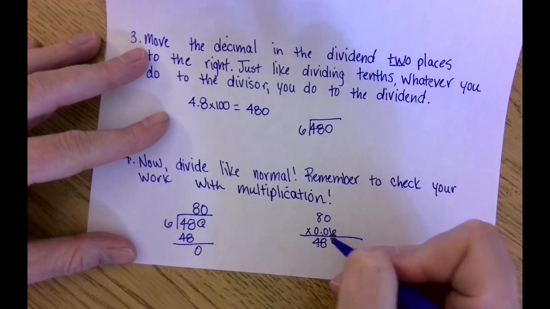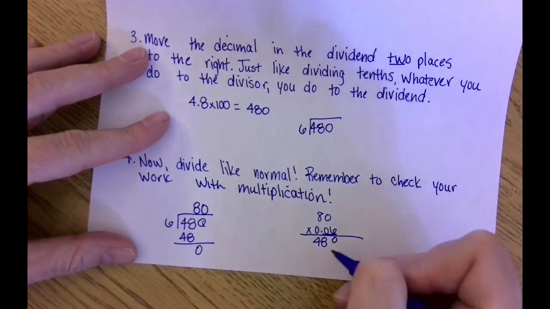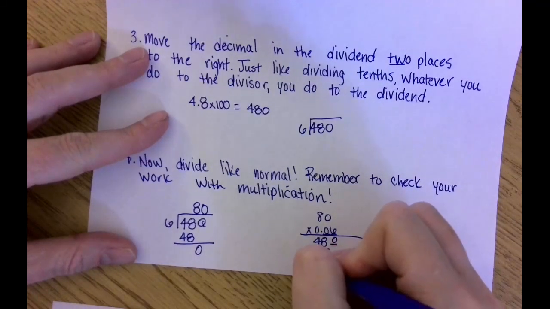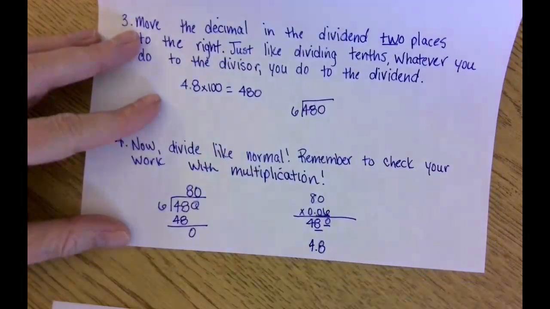So I have 2 digits to the right of the decimal, which means I need to have 2 digits to the right of the decimal, which gives me 4 8/10 for my answer.